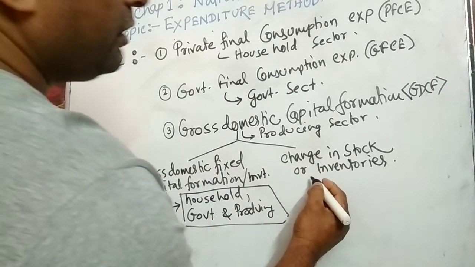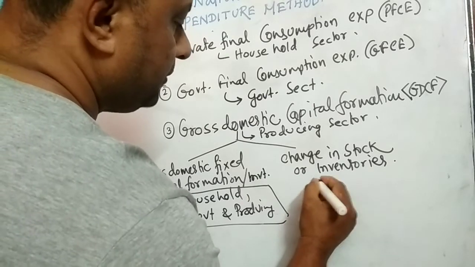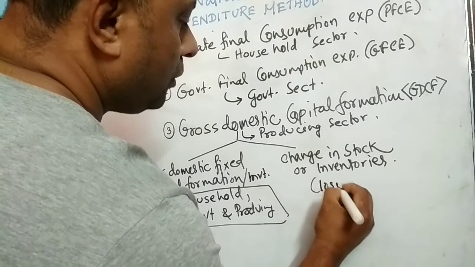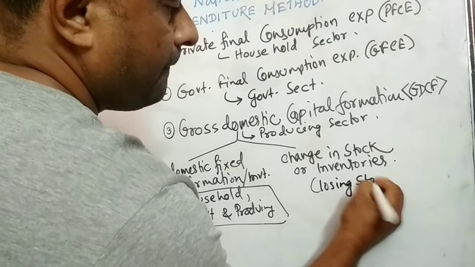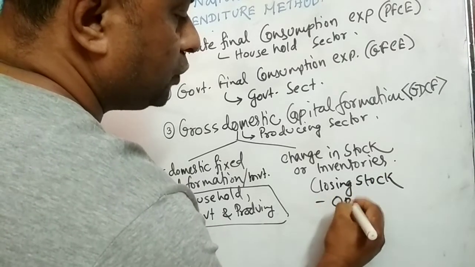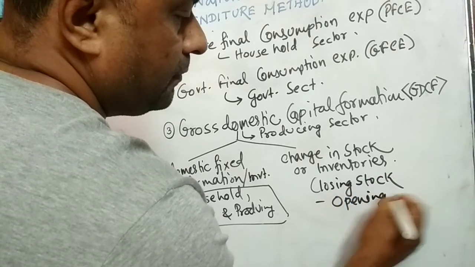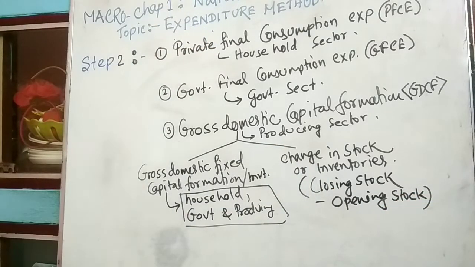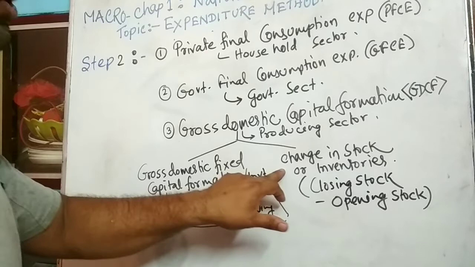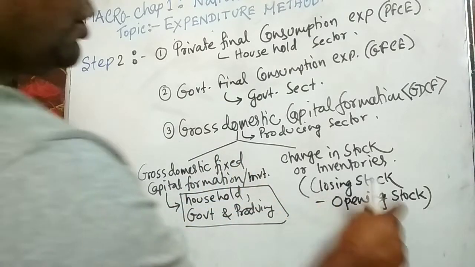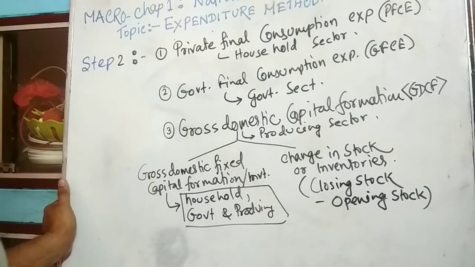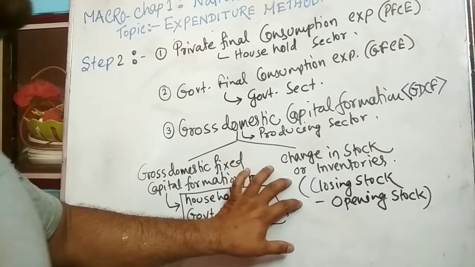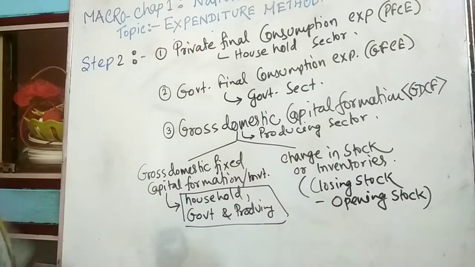And change in stock or inventories means the difference between closing stock and opening stock. It is the difference between closing and opening stock. Closing stock and opening stock, we are coming to later, with the details of it. You just remember now: change in stock is the difference between closing and opening stock.